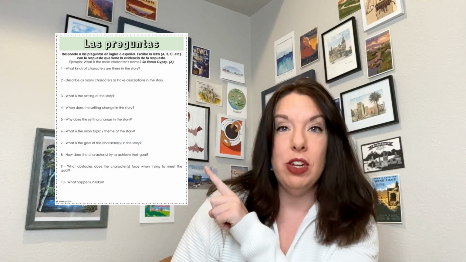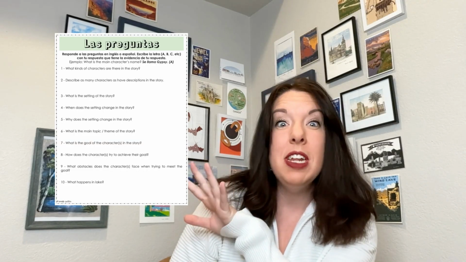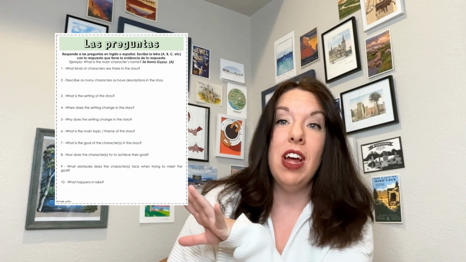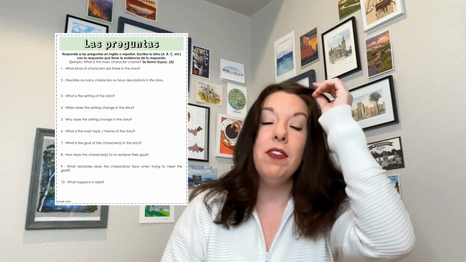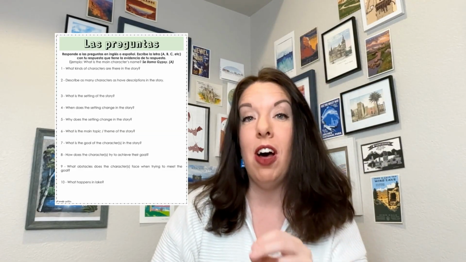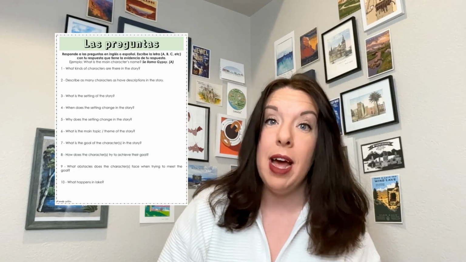So the way I do the question and answer piece is I give students a list of questions that look like this. And on this list of questions, 70% of it does not change every time I do this activity. They are very, very general questions on purpose. Things like, who are the characters? Describe the characters. What is the setting? I do give them these questions in English.